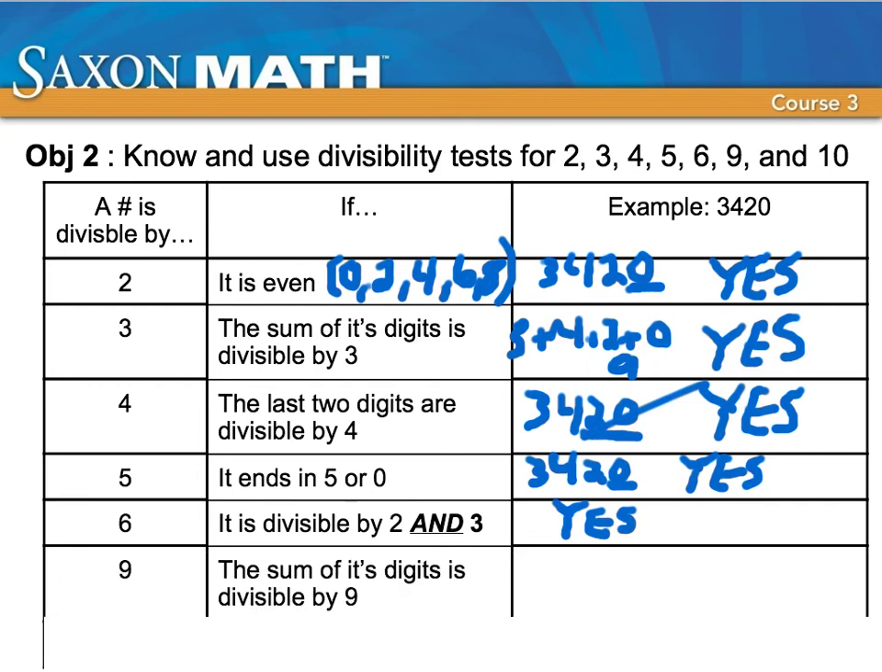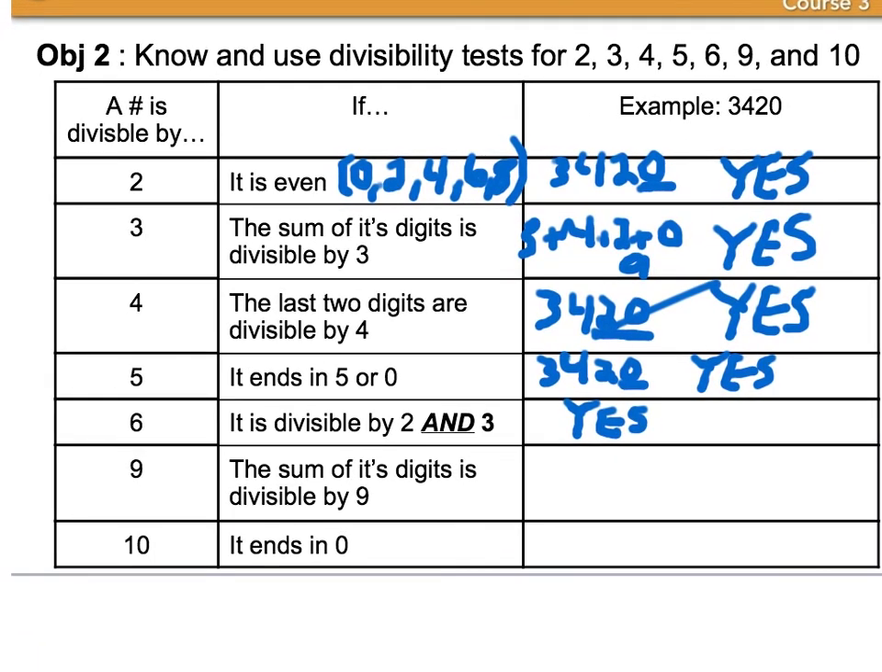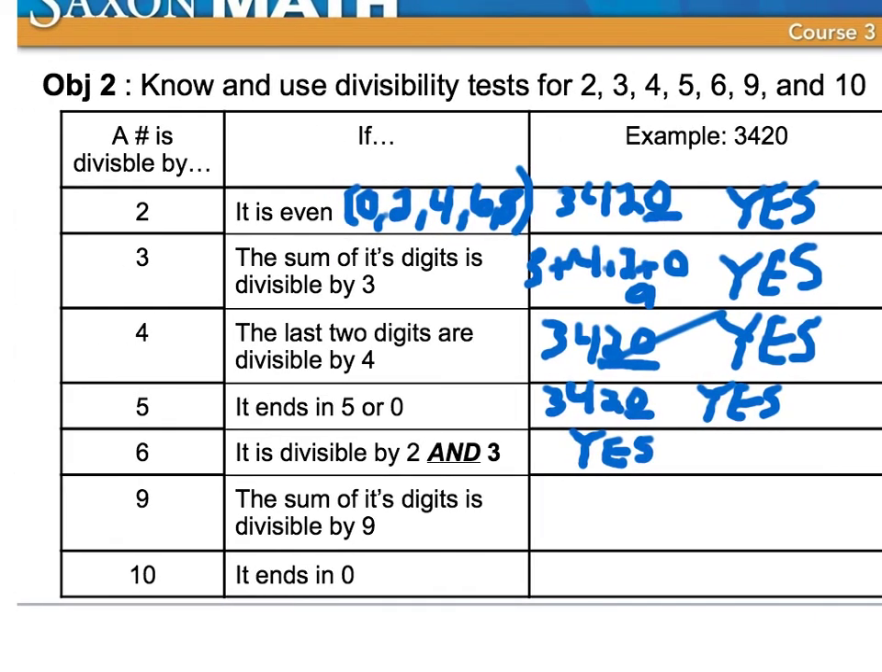Okay, we'll keep going here. I'll actually slide this up. I'll just show you the last two here. A number is divisible by 9 if the sum of its digits is divisible by 9. So just like we did up here, we're going to add all the digits together and tell if that number is divisible by 9. So I'm going to take 3 plus 4 plus 2 plus 0, and that equals 9. Well, is 9 divisible by 9? 9 divided by 9 is 1. So the answer again is yes.